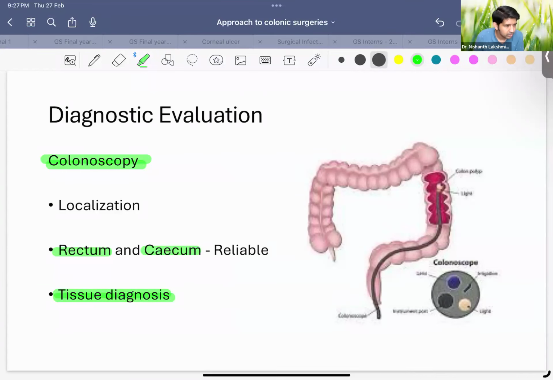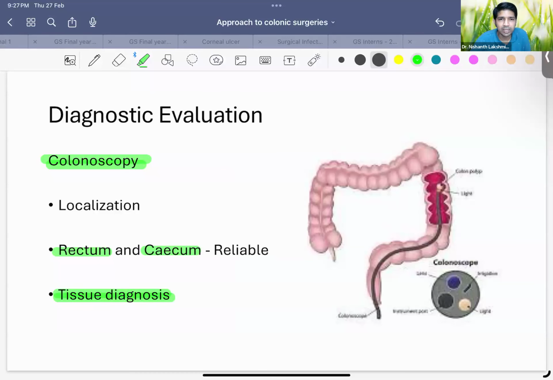Vinod or Praveen, whoever is unmuted, go for it. Sir, capsule endoscopy. What endoscopy? Capsule endoscopy, sir. Capsule endoscopy is for the small bowel. It is not for the large bowel. Let's not get confused. Anybody else? Preoperative marking, sir.